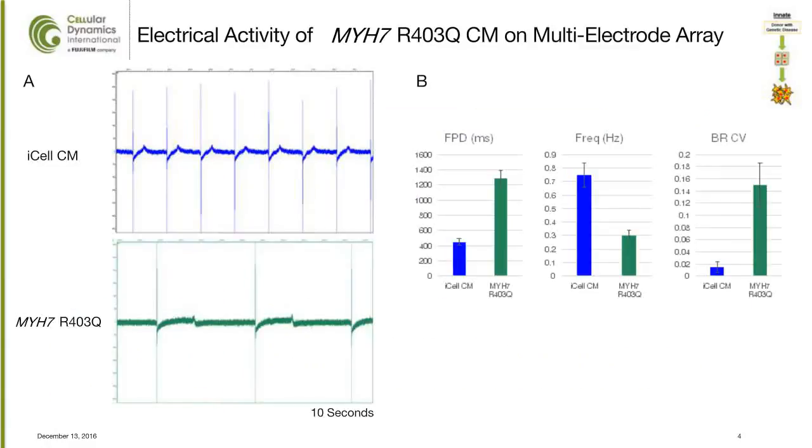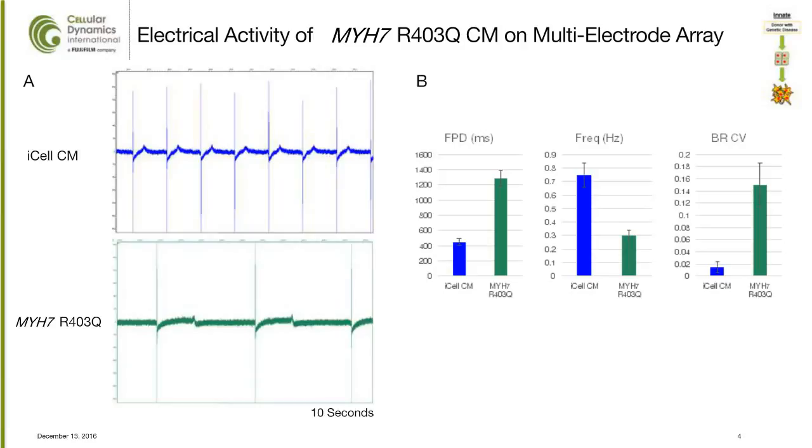Next, we wanted to look at the electrical activity. I've just showed you an example of the impedance looking at the beating behavior. This is now a more direct measure of electrical activity using the MEA. In these experiments, the cells are plated as a high concentration dot over the recording electrodes, and the electrical activity is measured. In panel A, I'm showing the control iCell cardiomyocytes representative field potential morphology.